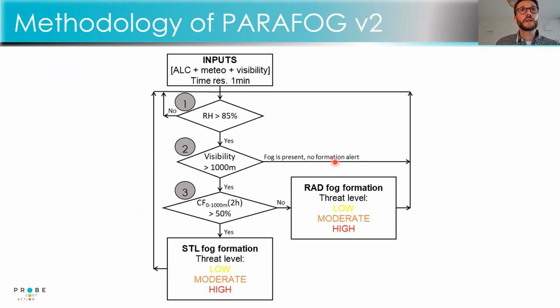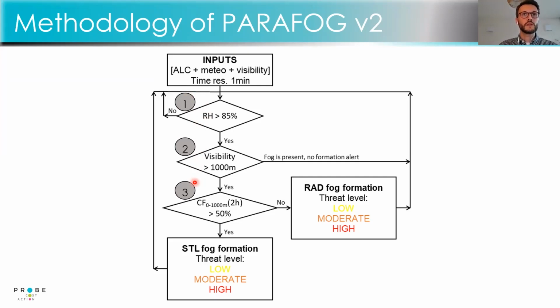Just about the methodology, Parafog uses all the inputs with a time resolution of 1 minute, and then we have 3 different steps. In the first step, we check the relative humidity. If this value is higher than 85%, Parafog is turned on. Then we check the visibility. If the visibility is higher than 1 kilometer, it means that we have a fog formation risk. And then we derive the cloud fraction from the ALC measurement.